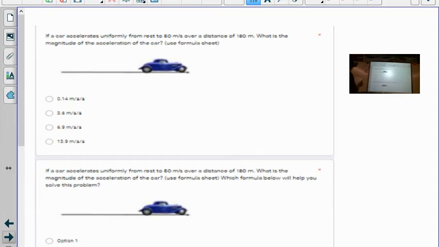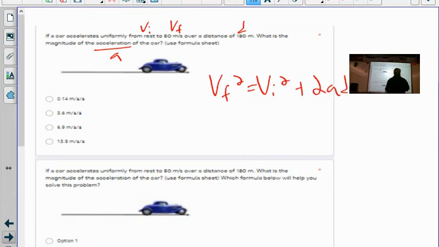If a car accelerates uniformly from rest, that is my VI, to 50, that is my VF, over a distance of, I can't read that, but that's distance. What is the magnitude of the acceleration? That is A. So if I were answering this one, use the formula, so I'm going to do VF squared equals VI squared plus 2AD. I'm going to rewrite this so that I'm solving for A, so I first need to subtract this out.